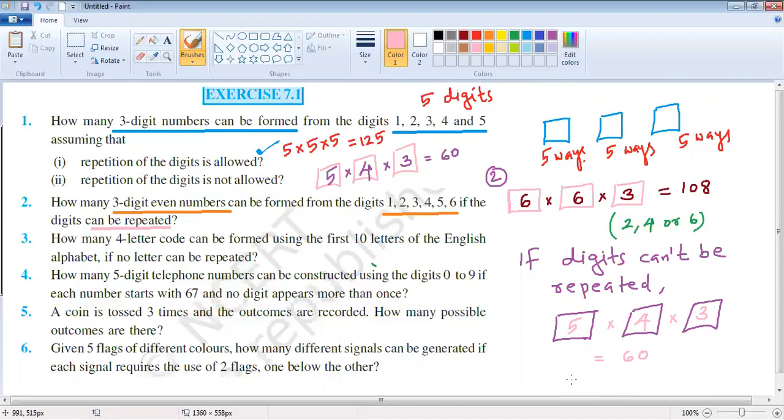So here we can see that using these 6 digits, 1, 2, 3, 4, 5, 6, if the digits can be repeated, we can form 108 3-digit even numbers. If the digits cannot be repeated, then we can form 60 3-digit even numbers.